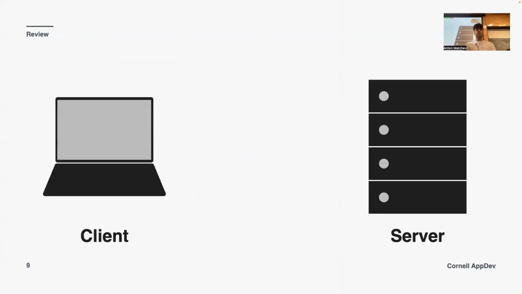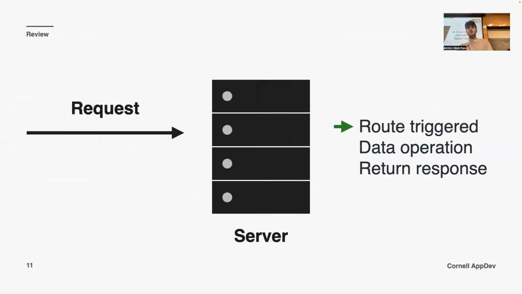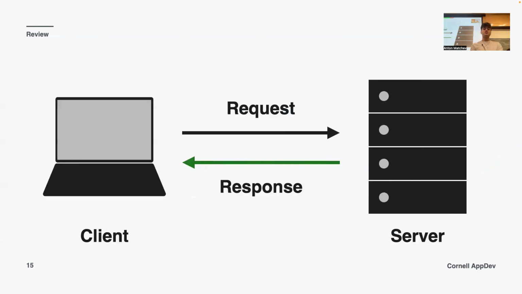So just to illustrate a little bit more, we have the client server model. The client initiates the request, they send it over to the server. The server processes that request with the route. It does some data operations. In your case, in the assignment, it was like creating a post or modifying a post or something like that. And then it returns the actual response of that. And then when it returns the response, it sends it back to the client.